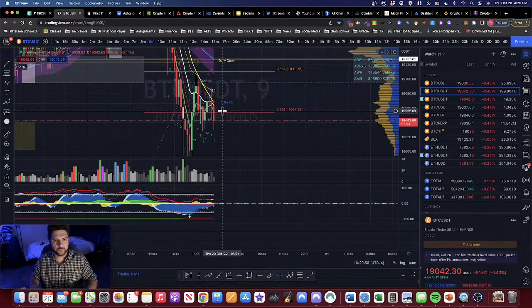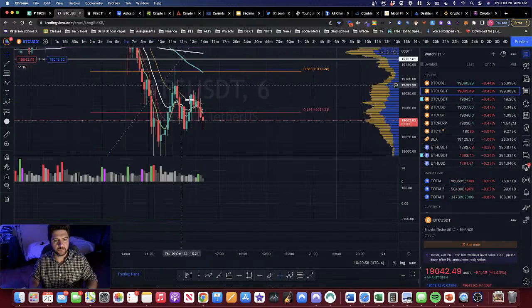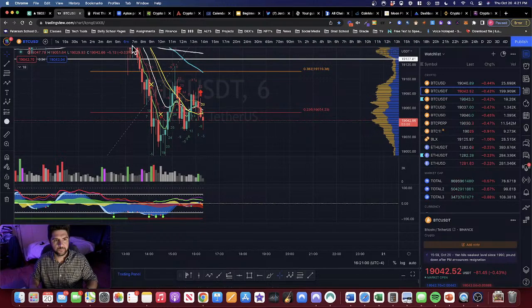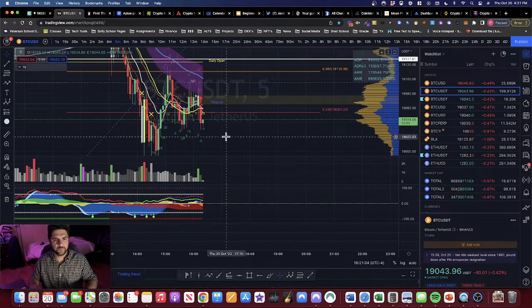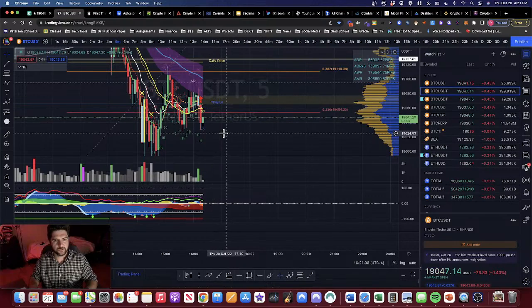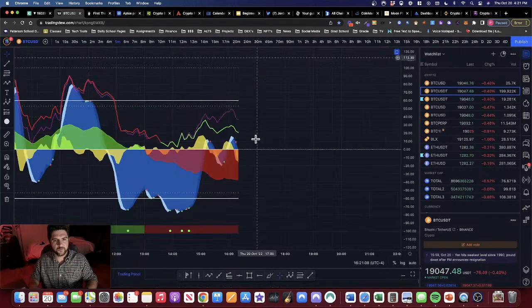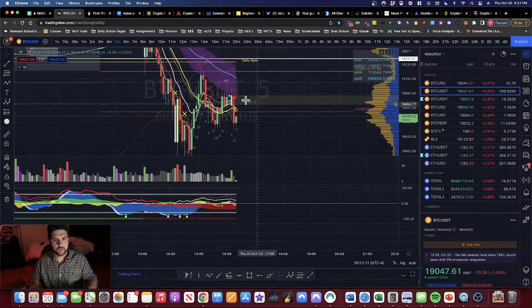That's a beautiful formation right there in your 9 minute. 6 minute too. Everyone sees the M formation on the 5 minute. Pressure to the downside. The 5 minute will keep me in here. All right?